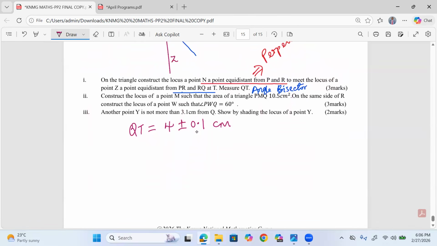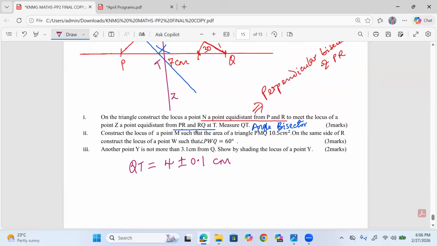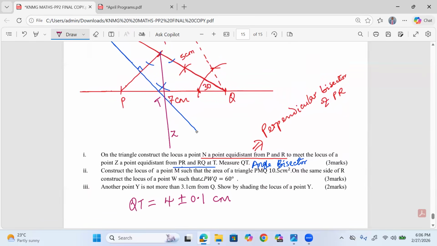Can we check the other instruction now? Construct the locus of a point M such that the area of triangle PMQ equals 10.5. On the same side of R, we also construct the locus of point W on the same side of R. So now we have again two instructions, two different loci.